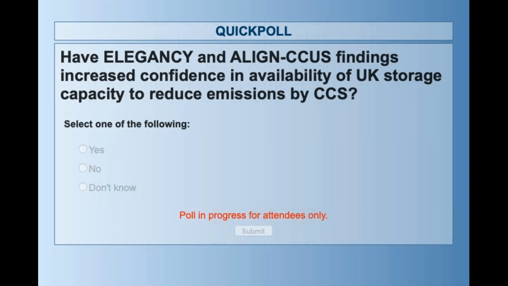I think I have a few minutes for you to deliberate. So yes, has the presentations increased your confidence? No, they haven't, or you don't know. Please vote.